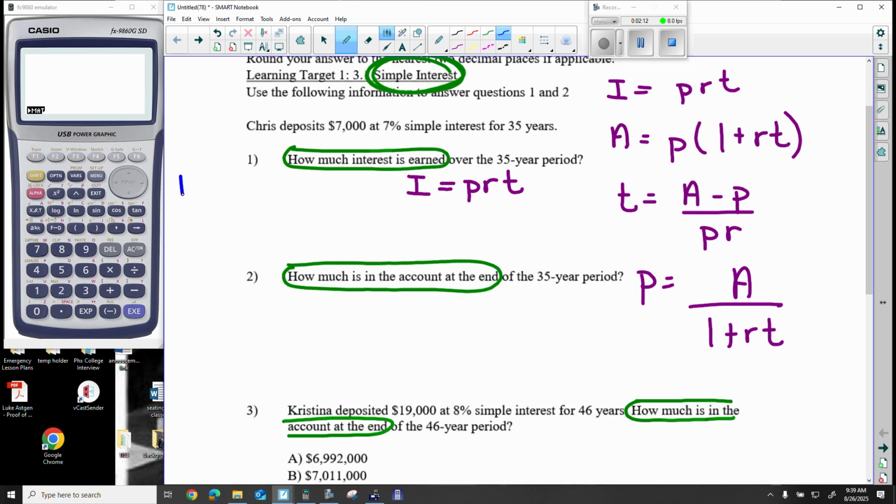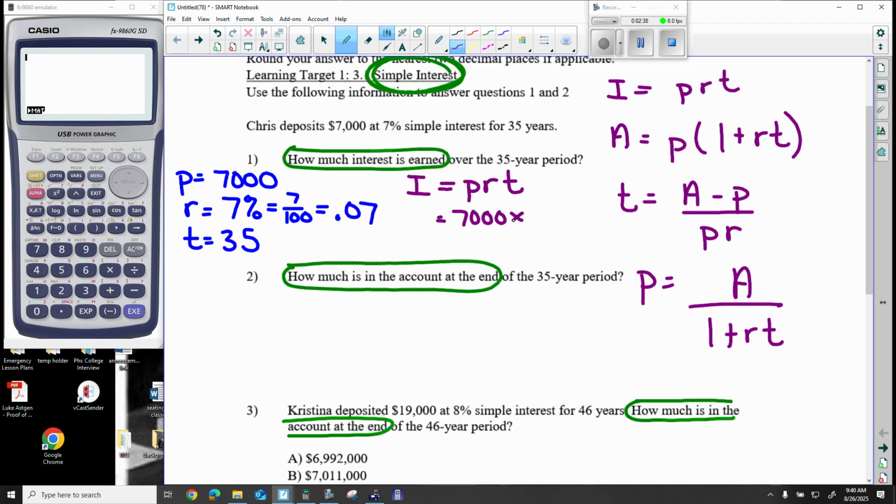All right, so we need a principal or the start money, and we see that Chris deposited $7,000. We need a rate, which they say is 7%. Again, make sure you use the decimal version of that, so that's 0.07. And we need a time, and we see that this will exist for 35 years. So we put those various aspects into the problem. And we see that the amount of interest that is going to be earned is $17,150.